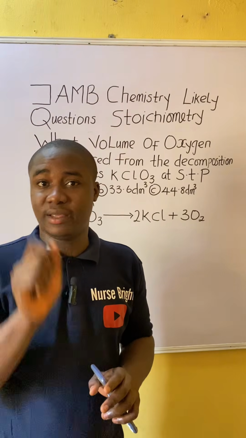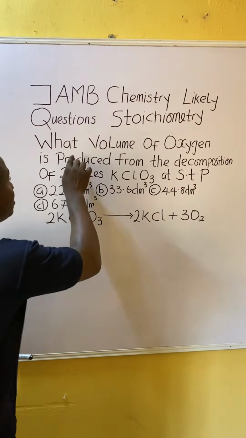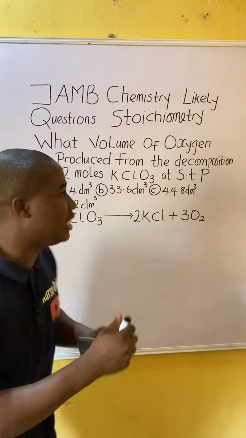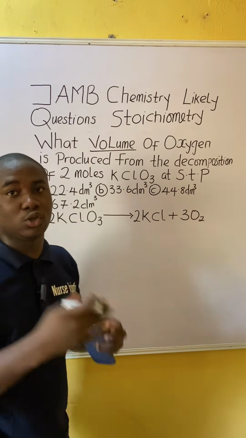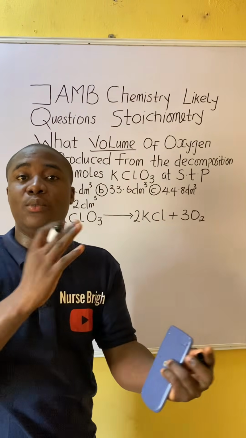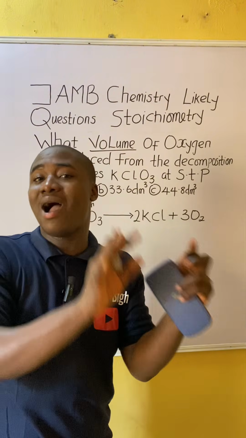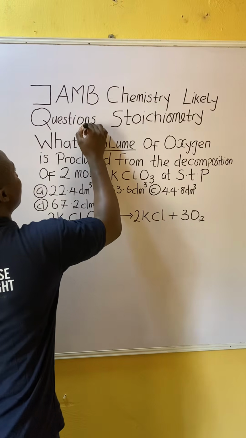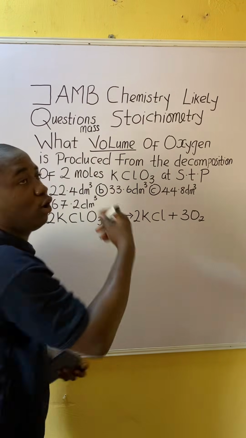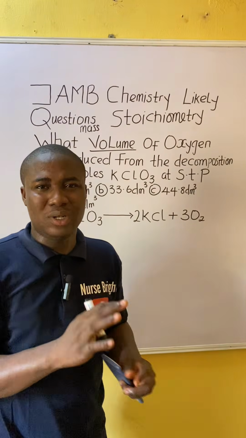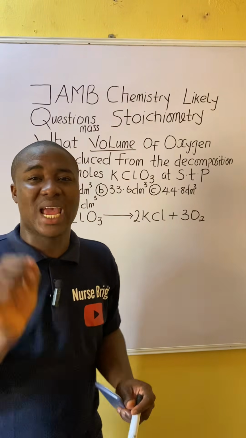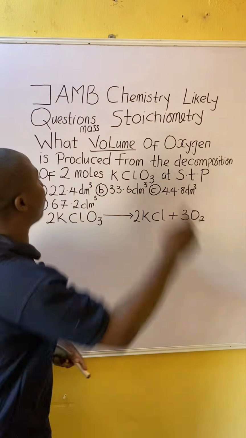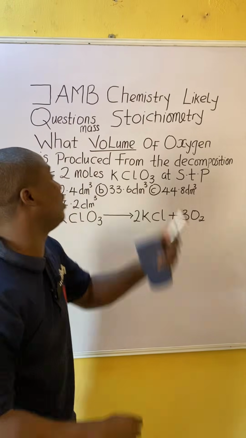Moving further, listen carefully. Let me read the question again. The question says, what volume? Wow, we are asked to calculate for volume. Actually, when solving questions on stoichiometry, it is not only volume you can be asked to calculate for. You can be asked to calculate for parameters like what we call mass. So this place where you are seeing volume can also be mass. All that matters here is that solving questions on stoichiometry follows the same approach. So if you can calculate for volume, definitely you can calculate for mass.